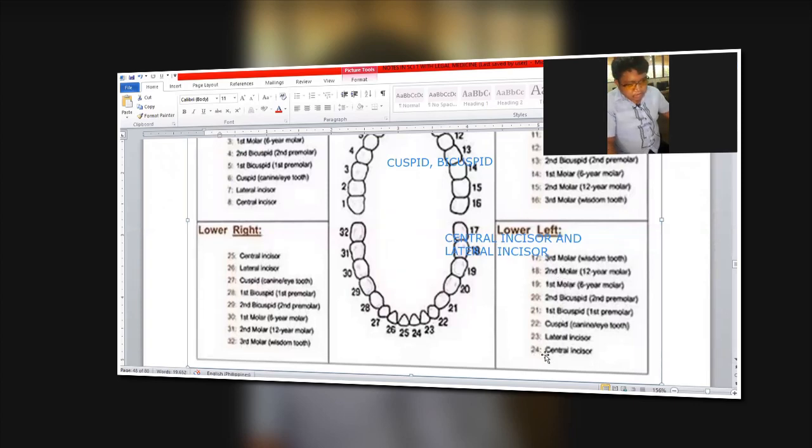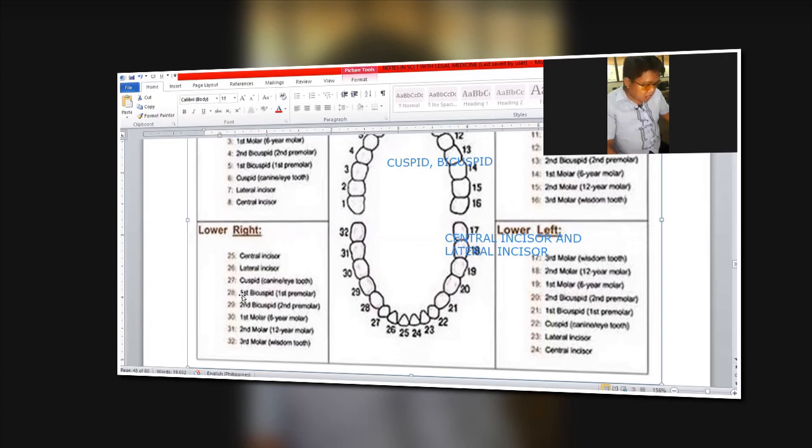Okay? Then number 24, that is the lower left central incisor. Then that's the end of the lower left, so from 17 to 24. Then lower right starts with tooth number 25, which is the central incisor. Tooth number 26 is the lateral incisor. Tooth number 27 is the cuspid or canine.